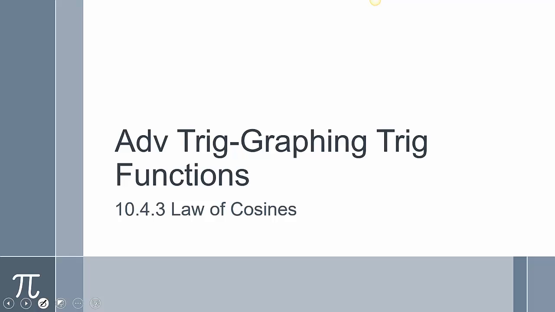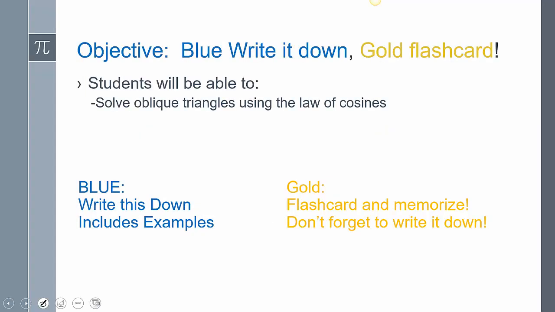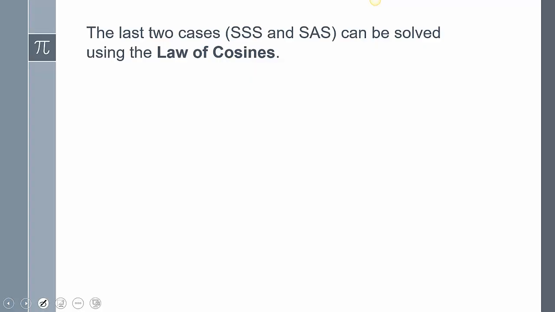This is section 10.4.3. We're going to take a look at the law of cosines. So we're going to solve oblique triangles using the law of cosines. Now remember, to use the law of cosines, you need side, side, side, or side, angle, side.